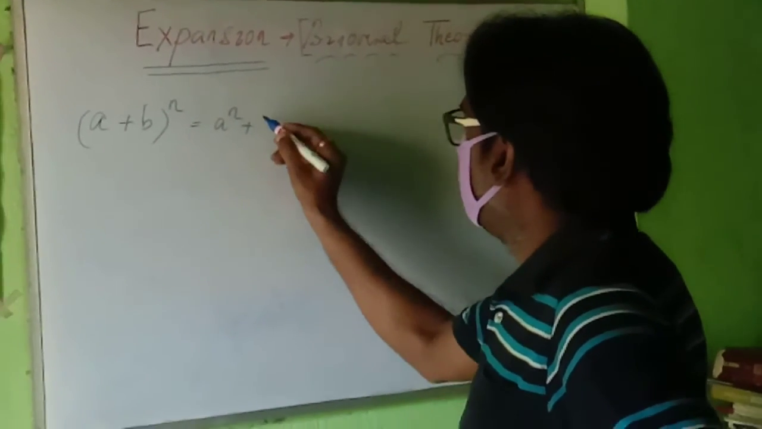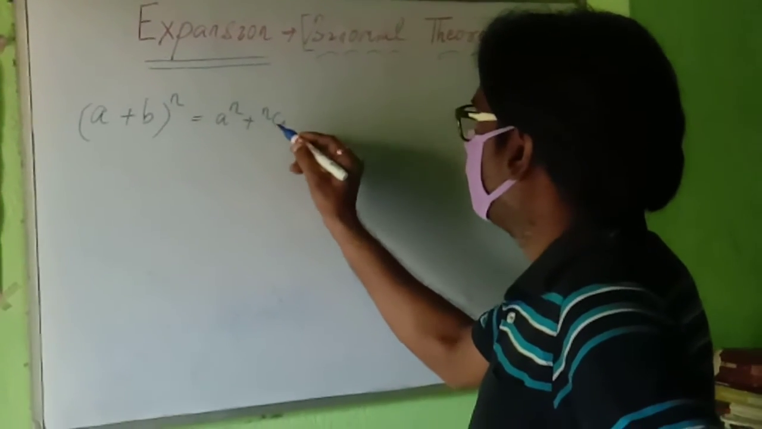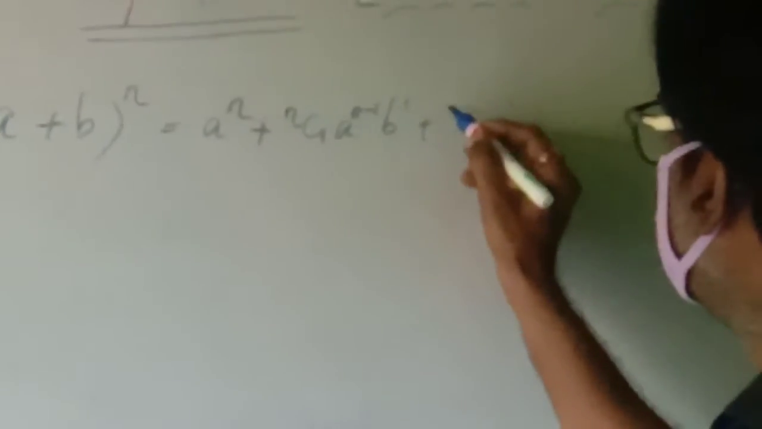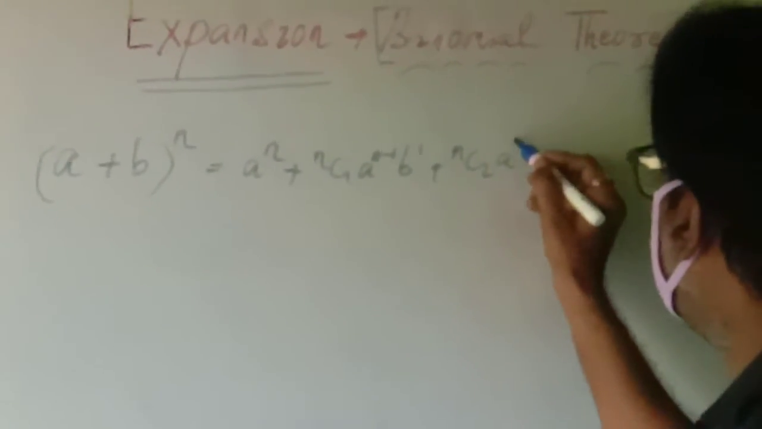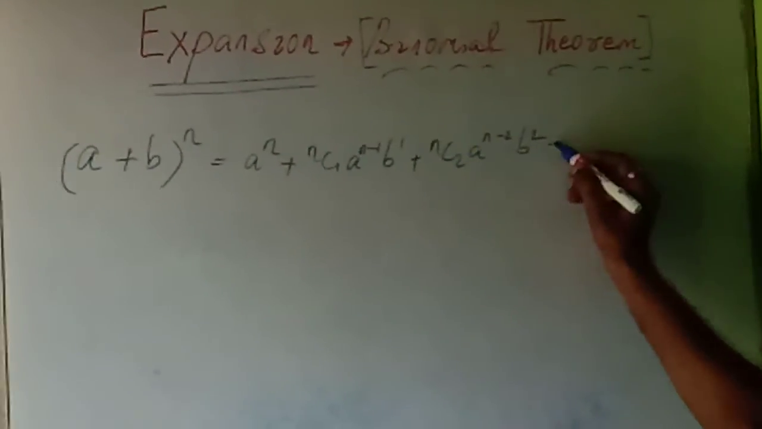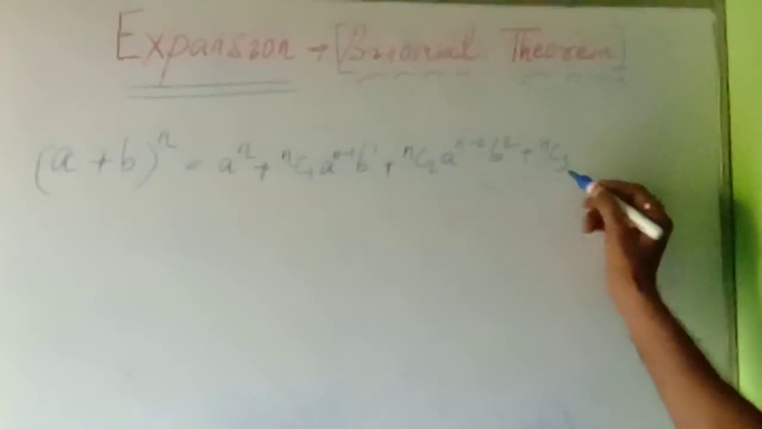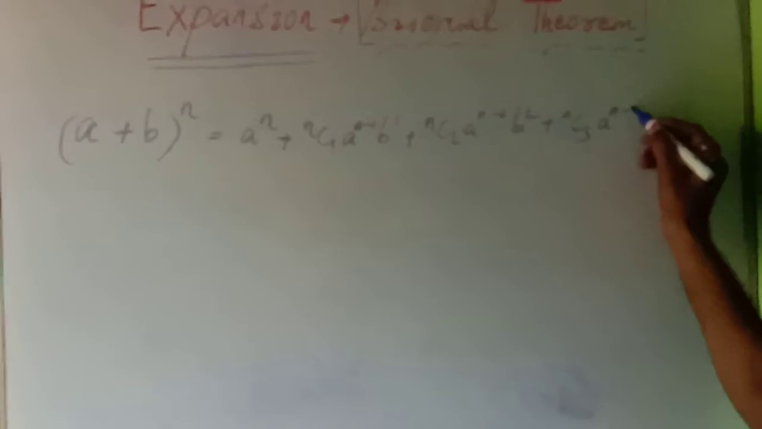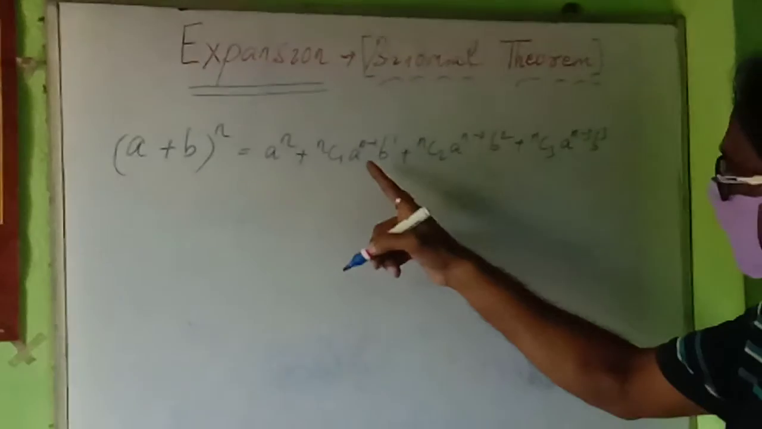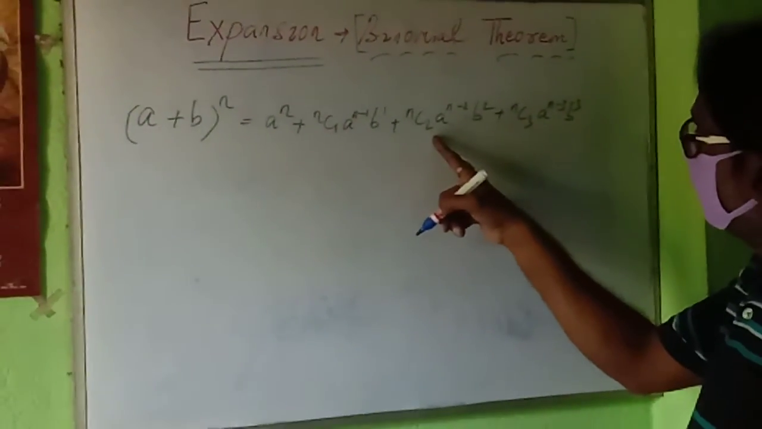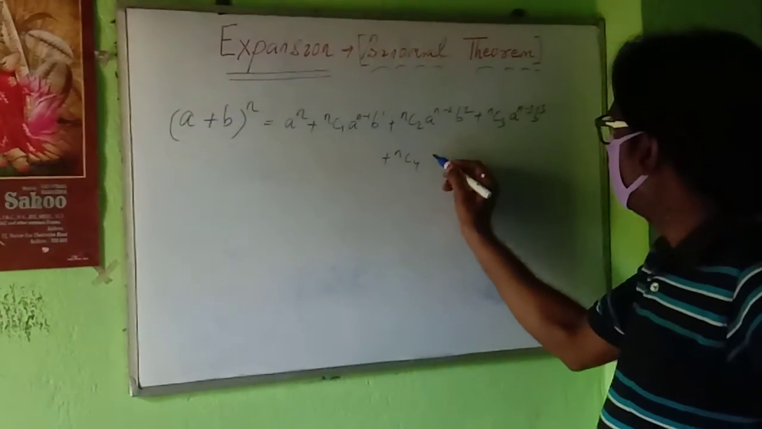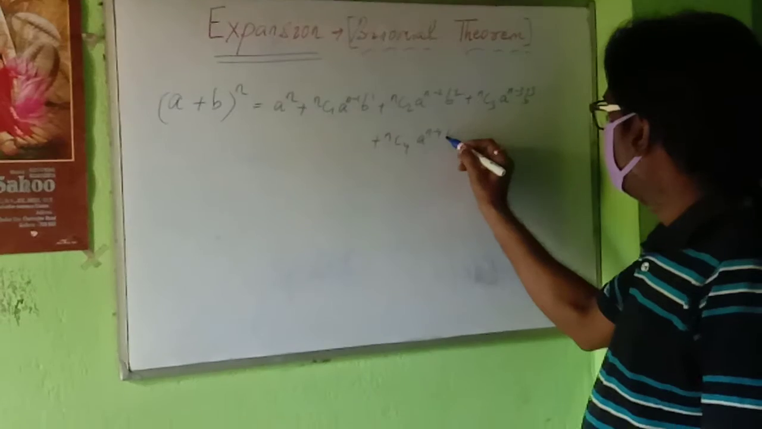Next it will be nC1. I will tell what nC1 is. nC1, a to the power n minus 1, b to the power 1. Next it will be nC2, a to the power n minus 2, b to the power 2. Next it will be nC3, you just have to memorize the order. nC3, a to the power n minus 3, b to the power 3. See, this is the first term, this is the second term, this is the third term, and this is the fourth term. Next, the fifth term will be how much? nC4, a to the power n minus 4, b^4.